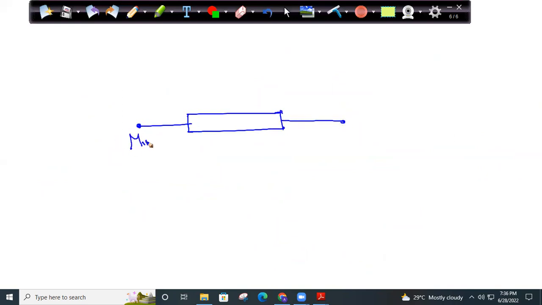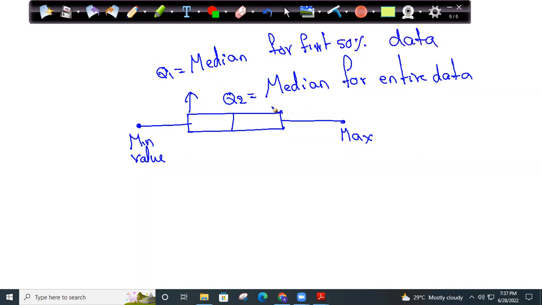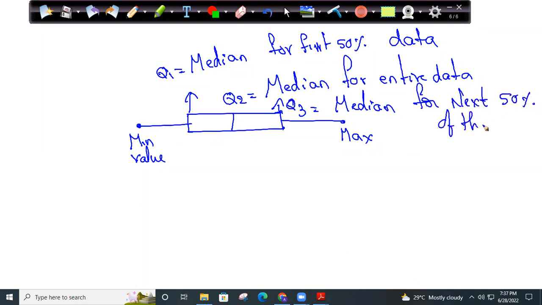This is the minimum value. This is the maximum value. This is Q2, or the median for the entire data. This is Q1, or the median for the first 50% of the data. This is Q3, or the median for the next 50% of the data.